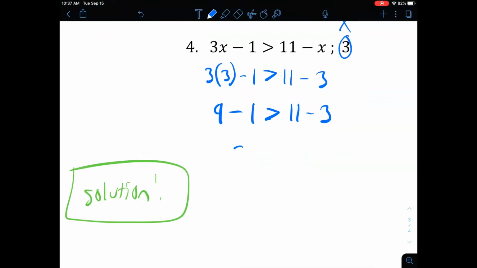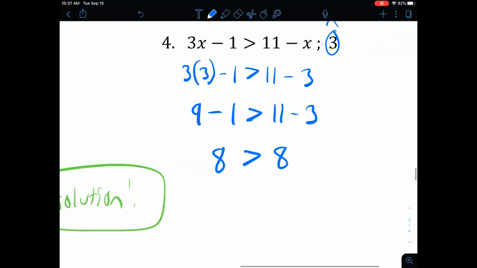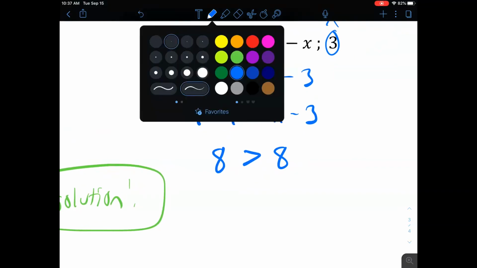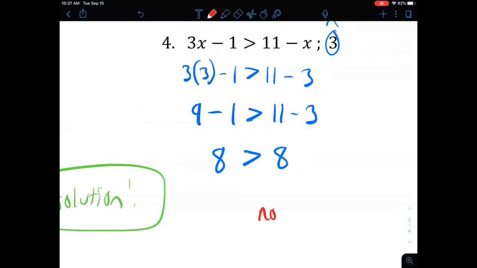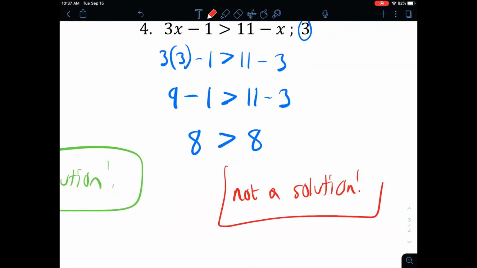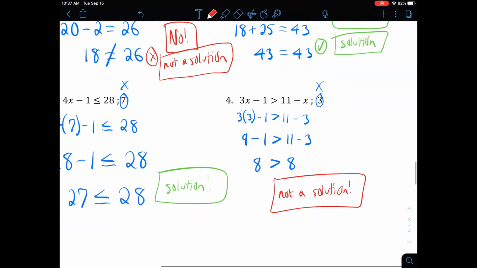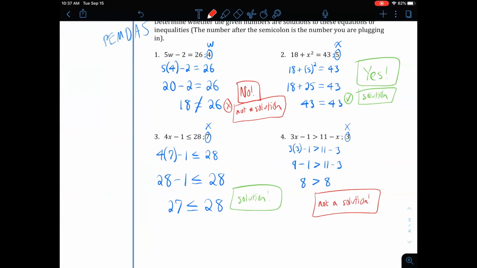What's 9 minus 1 going to be? That's going to be 8. And what's 11 minus 3? That's going to be 8. Now, is 8 greater than 8 or no? It is not. This is going to be not a solution. Because 8 is not greater than 8. 8 is equal to 8, but that's not one of the options. It's only 8 needs to be greater than 8.